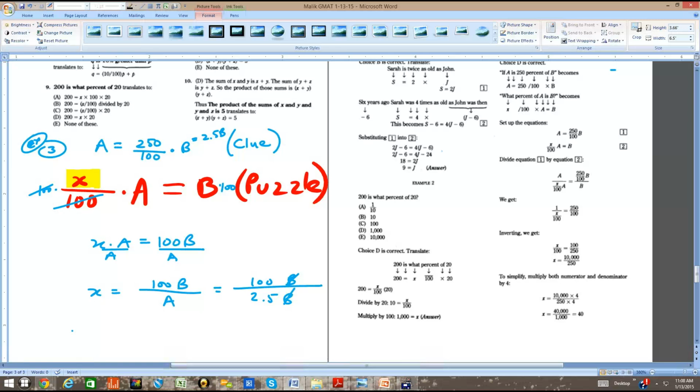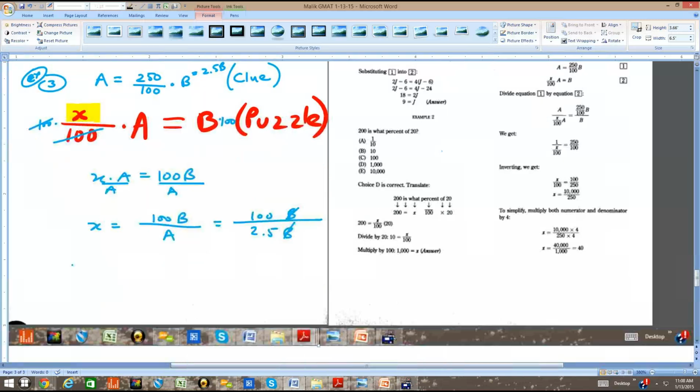So 100 over 20, 2.5. I want to show you another trick with this. You could have done it 1,000 over 25, or you could have also doubled it and it becomes 200 over 5. Whichever you feel easier. I think that's probably easier for you.